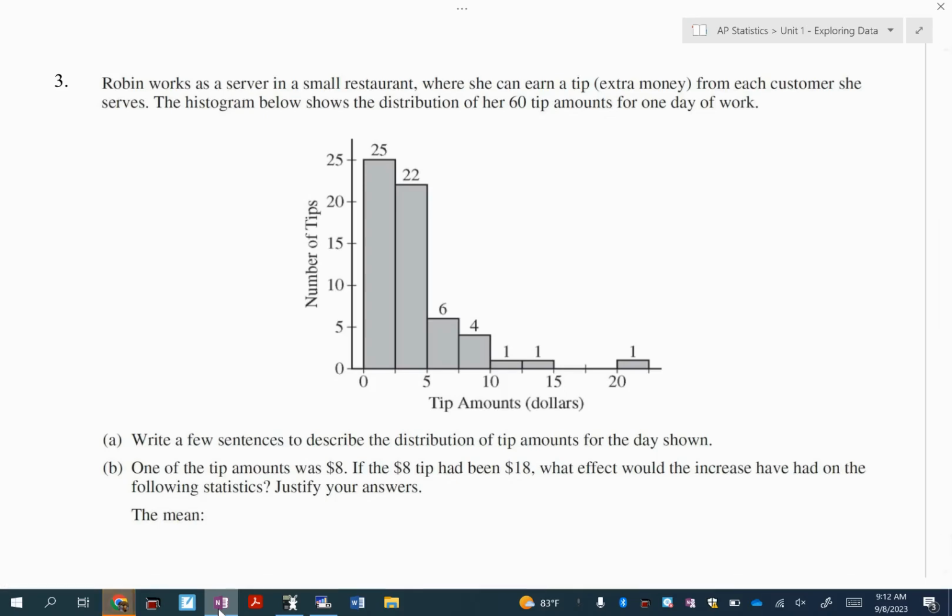In this video, we're going to go over number 3 on the free response questions. This one is about Robin. Robin works as a server in a small restaurant where she can earn tips from each customer that she serves. The histogram below gives us her distribution for 60 tips, right? 60 tips for 1 day of work. Now, that's a long day of work.